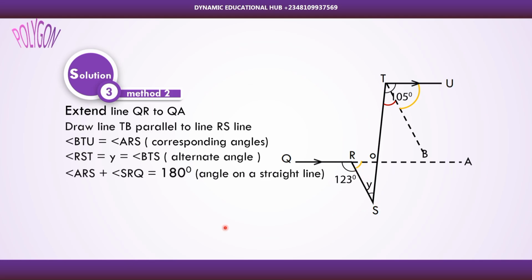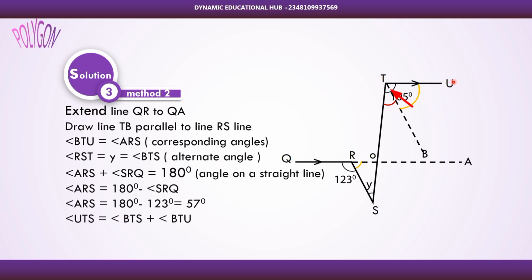Using sum of angles on a straight line, we can find the value of angle ARS. ARS plus SRQ, SRQ is 123 degrees, gives us 180 degrees, angles on a straight line. So let's go ahead and find the value of ARS. ARS will give us 180 degrees minus angle SRQ, and that will give us 180 degrees minus 123 degrees, which is 57 degrees. Now we have 57 degrees here, which is also the value of the angle here.